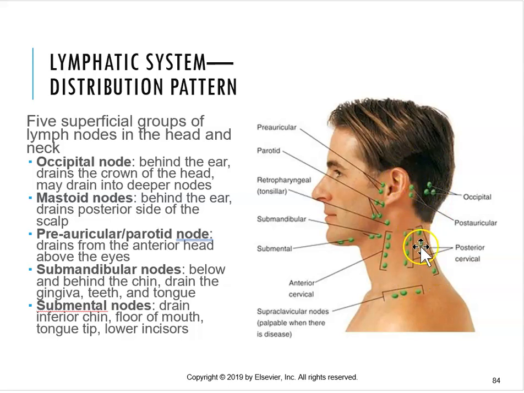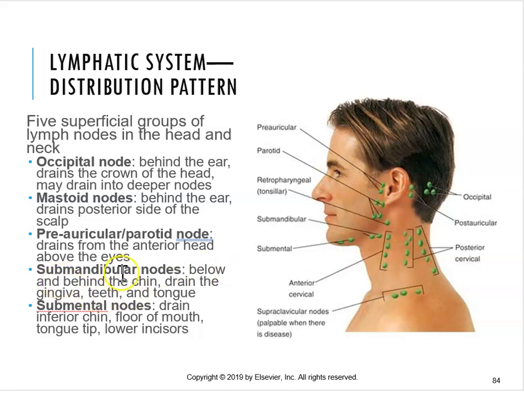So any excess fluid just goes back down to the scalp and gets circulated within the body. We have the preauricular node, and remember, pre means in front, auricular means ear, so preauricular carotid node, and what it does is it drains from the anterior head above the eyes. So anything above the eyes, all the fluid will collect over here and it'll drain everything.